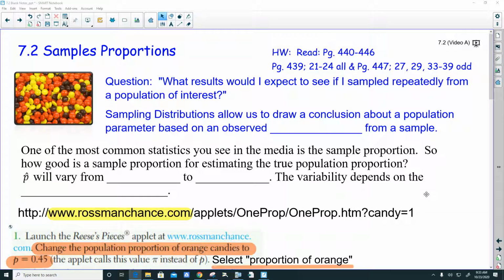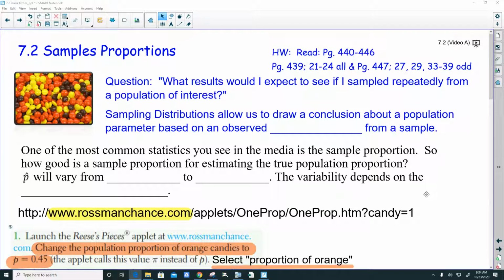Okay, we are going to start section 7.2 here today, talking about sample proportions. And we're going to need to be accessing a web page that has an applet on it. What we're studying here in this section is this question of what results I would expect to see if I sampled repeatedly from a population of interest. So if we were to keep reaching into a population and drawing out samples, what might be some things that we could possibly learn from that population?